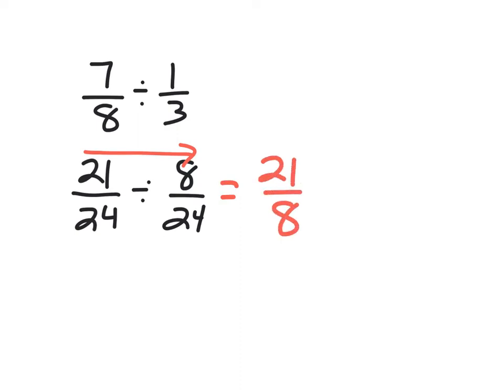I don't have to worry about my 24 divided by 24 because that equals 1. And then 8 goes into 21 twice with 5/8 left over.